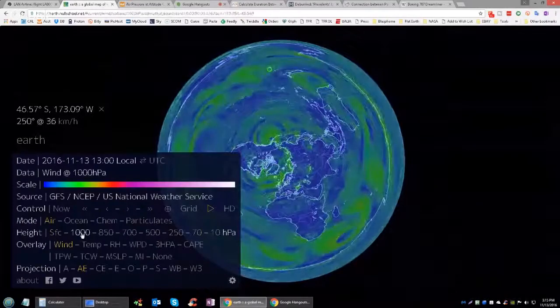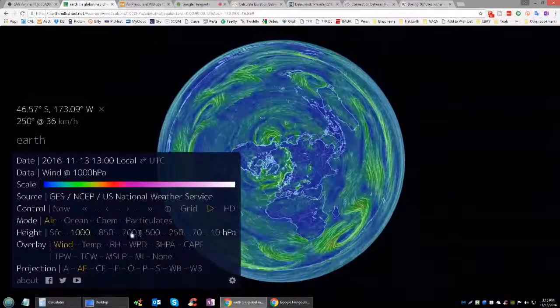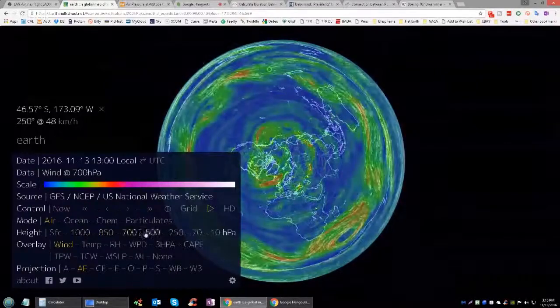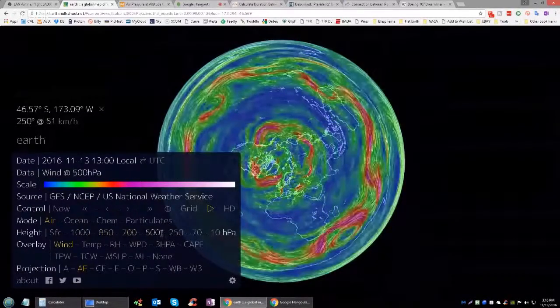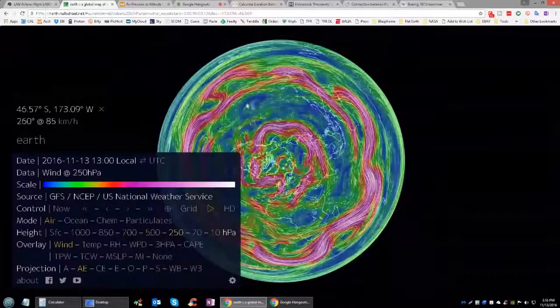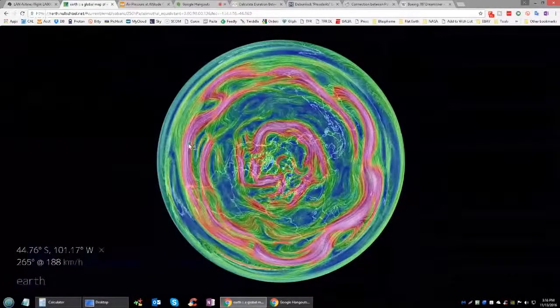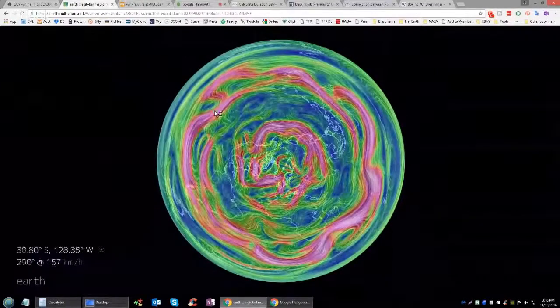And then from there, you can go to 1,000 hPa. It doesn't seem to change much. You get up a little bit higher, not changing much. But once you get up to where the planes are, 500, 250, or 70, now you'll see that there are huge jet streams. And that's why planes go up there. And look how fast this is going, almost 200 kilometers an hour.